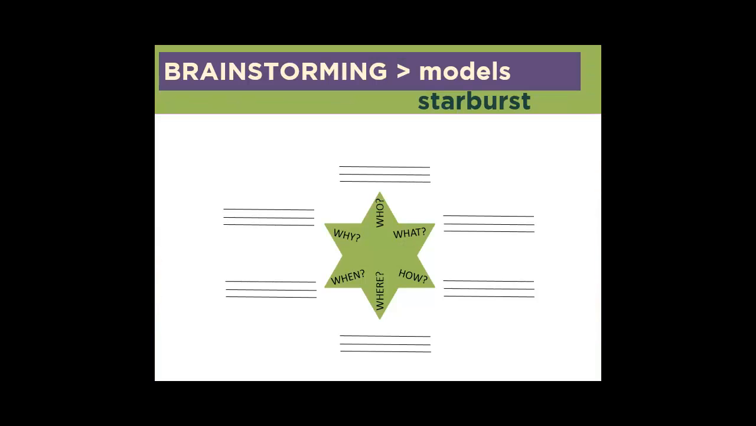Another model I recommend a lot to organizations I work with is the Starburst model. A specific issue or idea is raised, and then people jot notes about the why, who, what, how, where, and when of the idea. So it's a way of facilitating the brainstorming process, focusing in on a specific aspect or issue before moving forward.